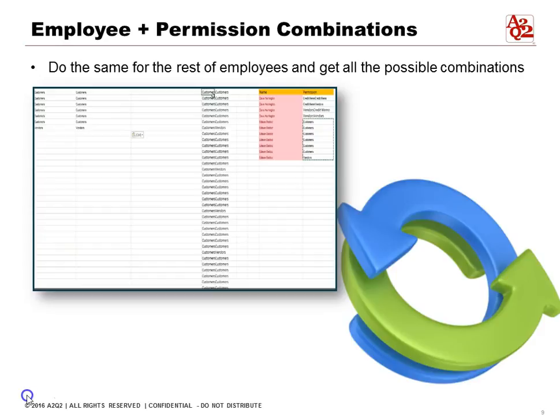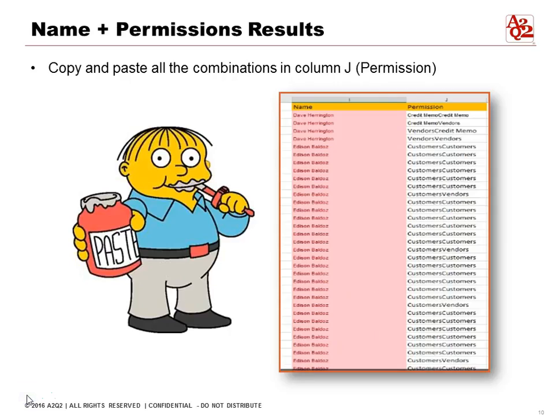Then we do the same for the rest of the employees to get the possible combinations. As you notice on the screenshot, the list is getting longer and longer because for Edison, it turns out that he has many possible combinations. You do the same for the rest of the employees. And then we copy and paste all the combinations in column J, which is the permission column.